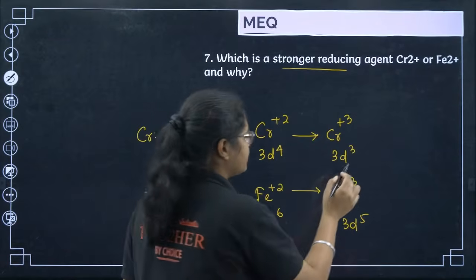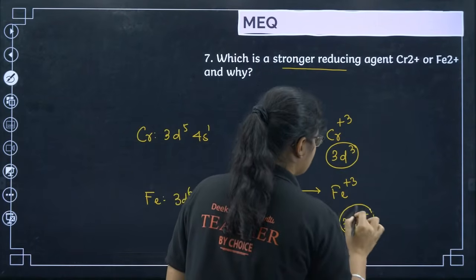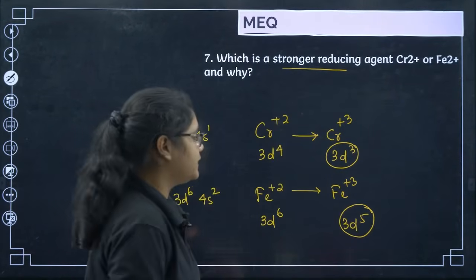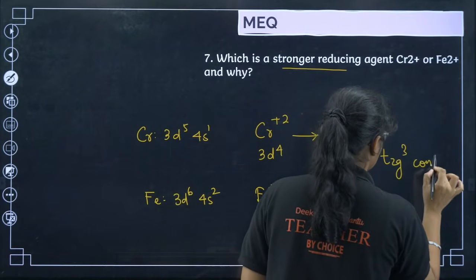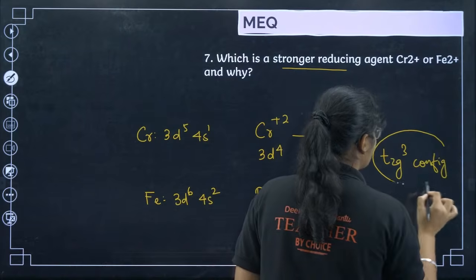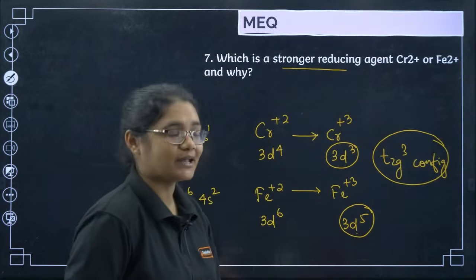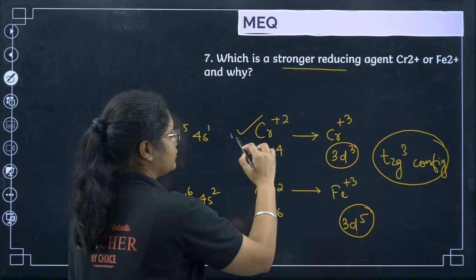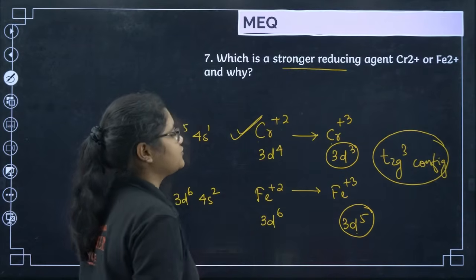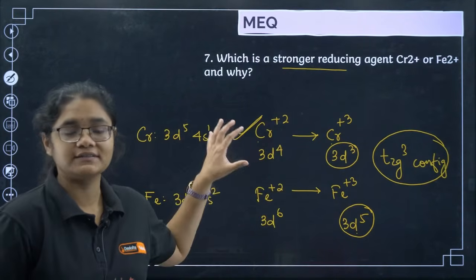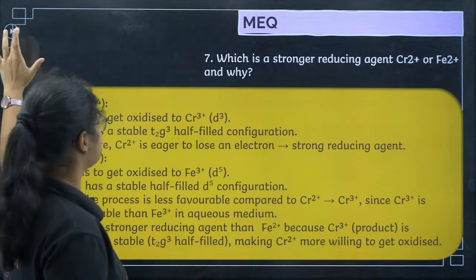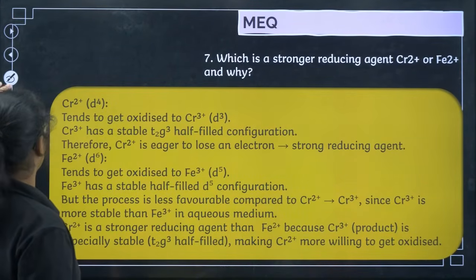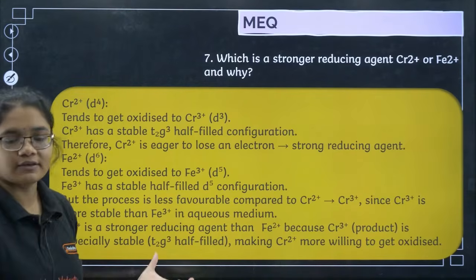So we have to decide whether d3 is more stable or d5 is more stable. Actually d3 is the t2g3 configuration, and this is more stable than the other one, so that is why this reaction happens more easily, and this one is a stronger reducing agent. Cr2+ is a stronger reducing agent. Now how do we write this in the exam? First of all you can explain each of them and then you can give a conclusion.